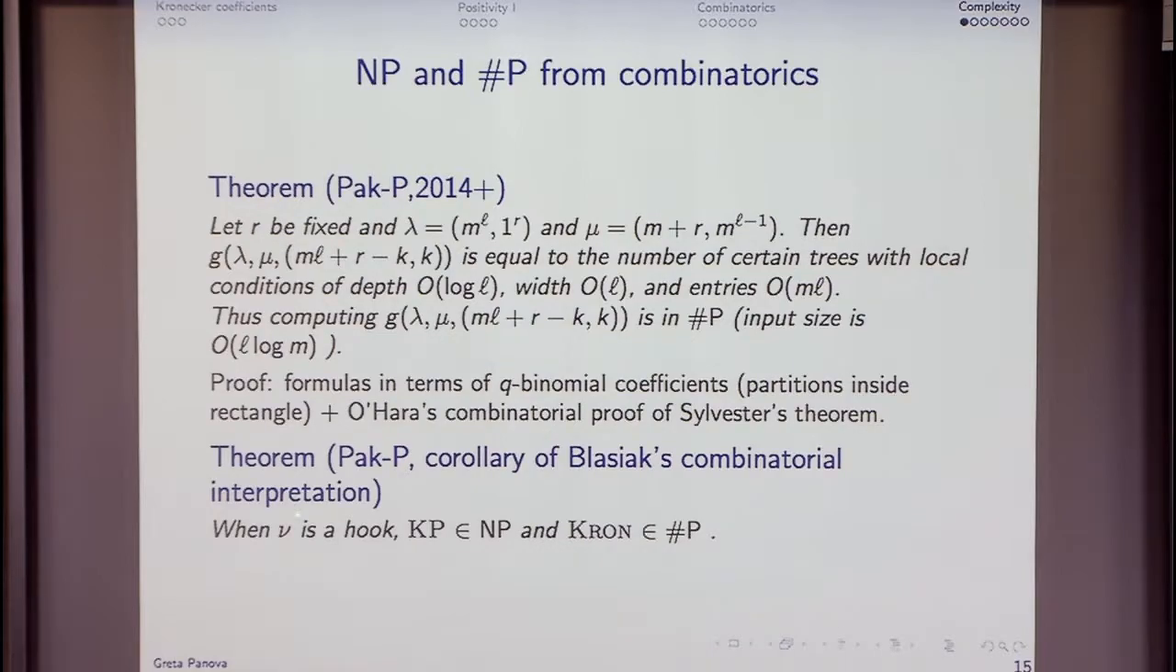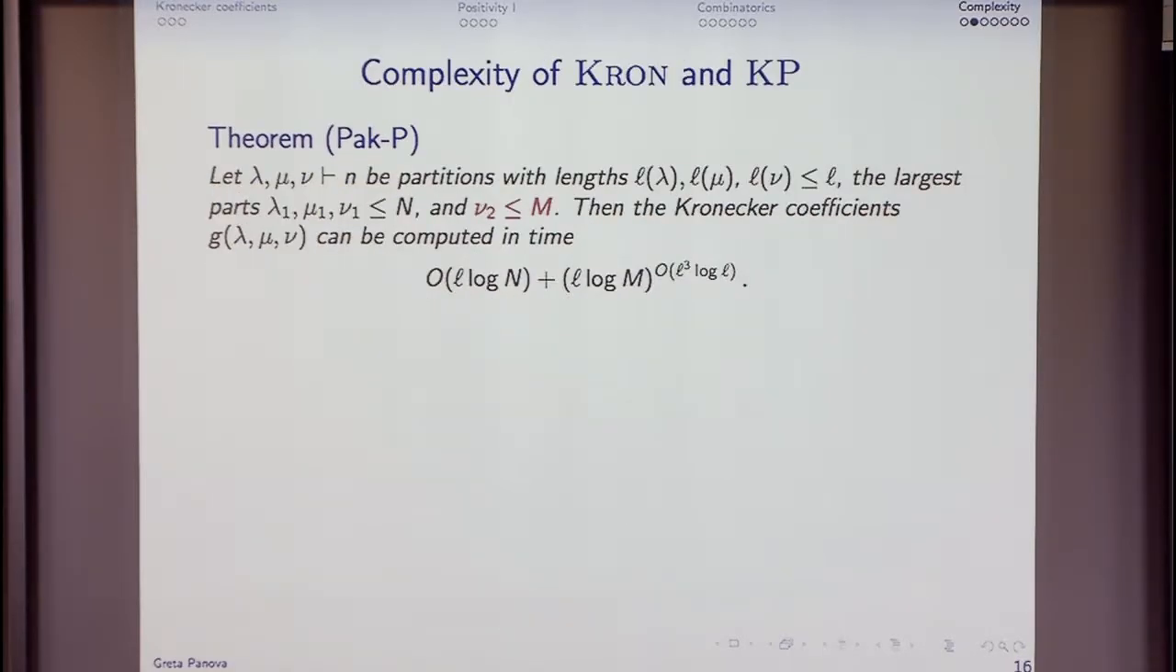And the other case where we know the Kronecker coefficient is in #P is, for example, the corollary of Blasiak's combinatorial interpretation, where we have a hook. And of course, then the decision problem is also in NP. But still, we don't know anything about whether it's polynomial or not. And so this brings us finally to the topic of complexity, and I'm running out of time, so I will just state some results here.